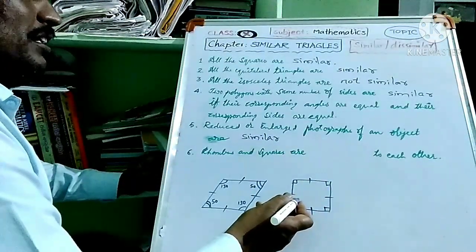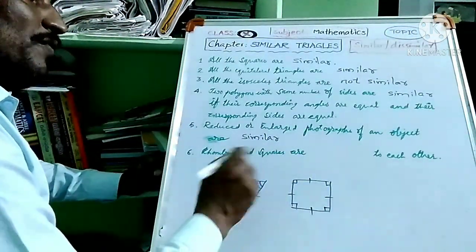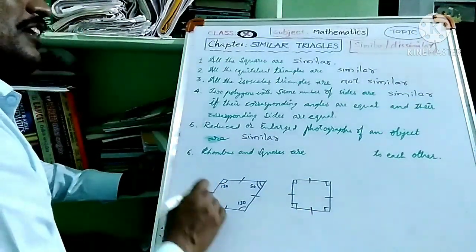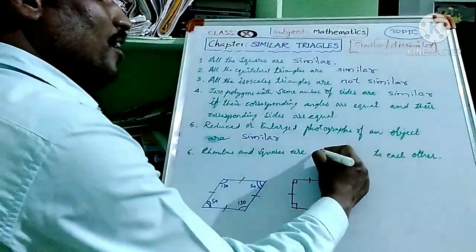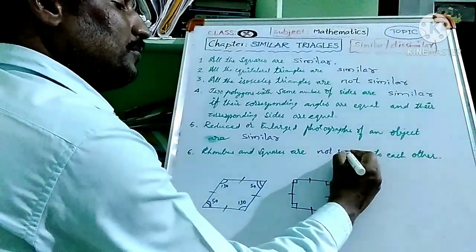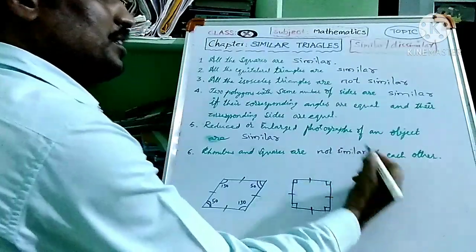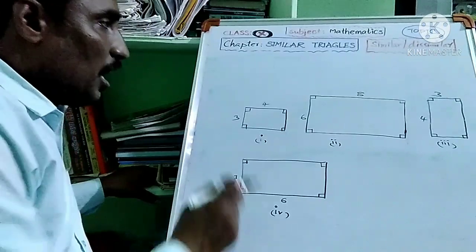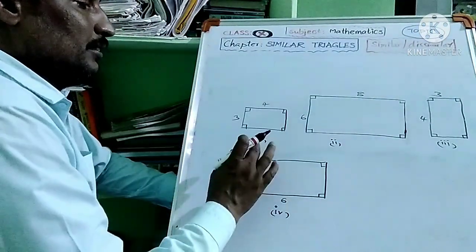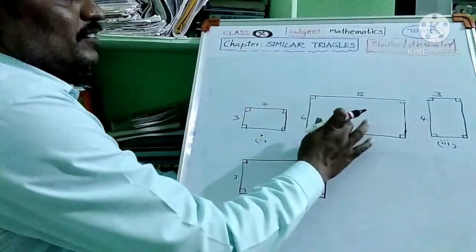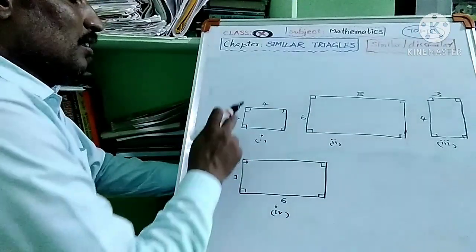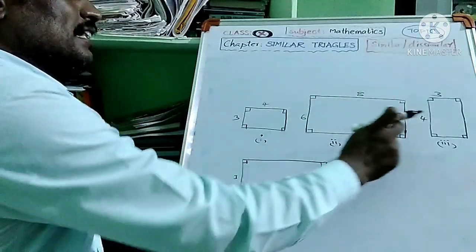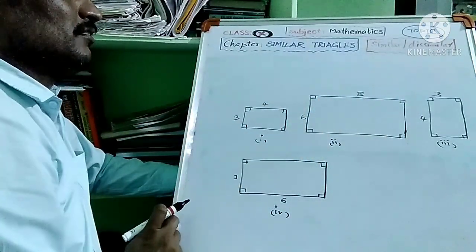Same number of sides only. Two polygons with the same number of sides, but the corresponding angles are not equal. Therefore, these are not similar to each other. Okay, later. Now, observe all these figures by comparing the first and second figures: first angle, second angle, third angle, fourth angle.